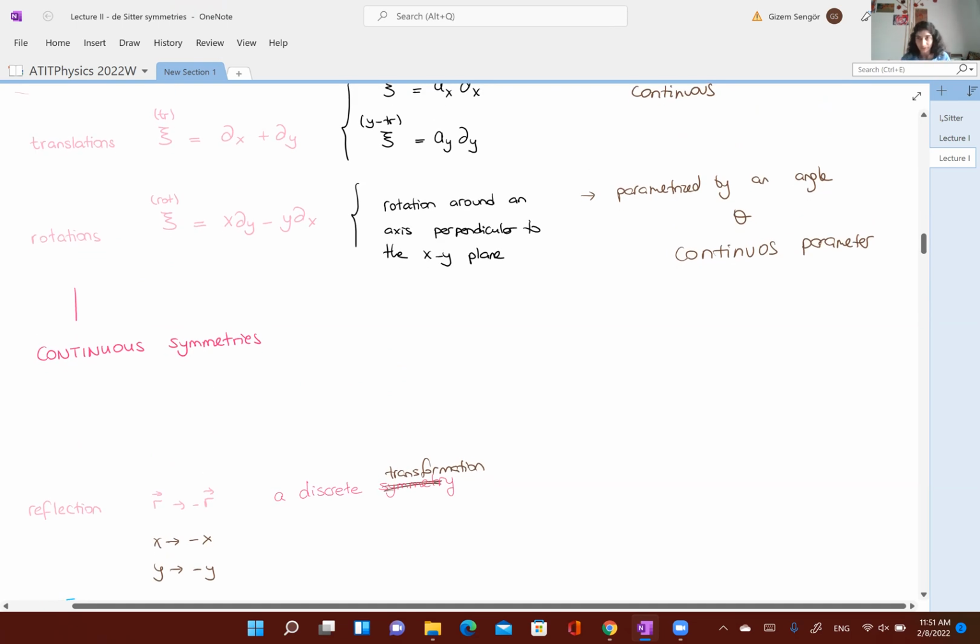Now, so there is this difference. We talked about transformations. These transformations can be parameterized in some way, and you split them into different categories depending on that parameter being continuous or discrete. So this is the first thing to notice. So continuous transformations versus discrete transformations.